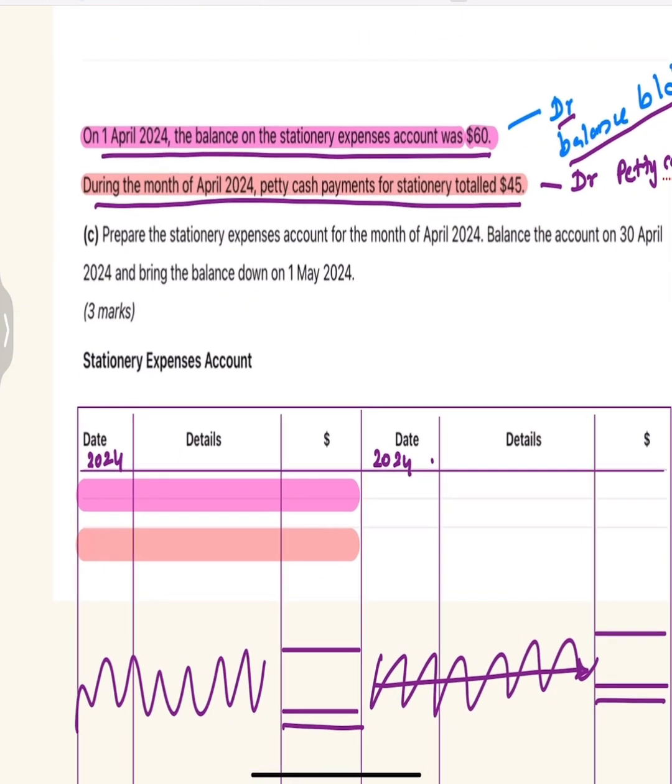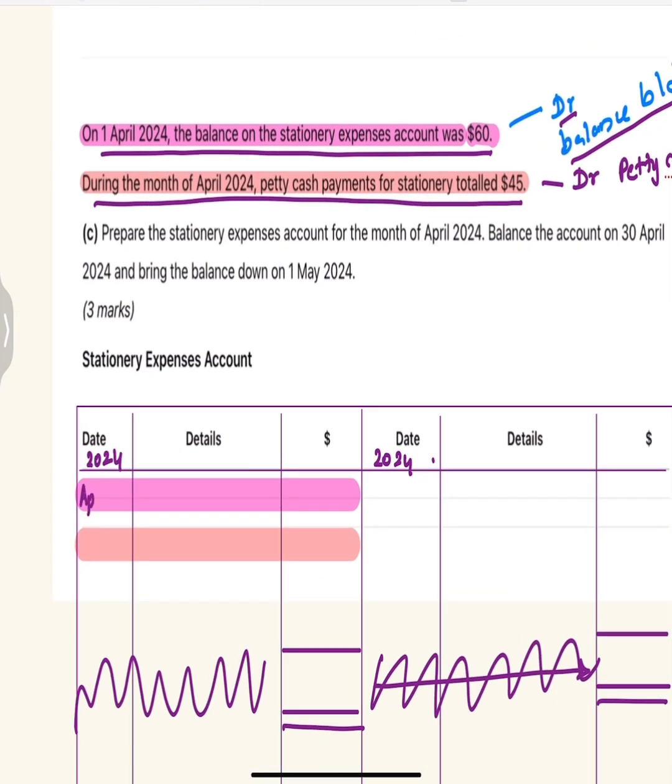So let's enter the information and balance off the ledger. So it's on April 1st, balance brought down, and the amount is 60. This is the opening balance of the stationery expense account. At the end of the month, April ends on 30th. Opposite, account name petty cash book, and the amount was 45.